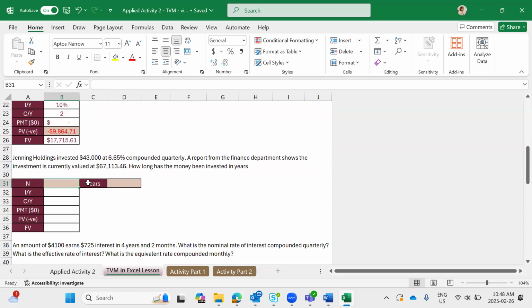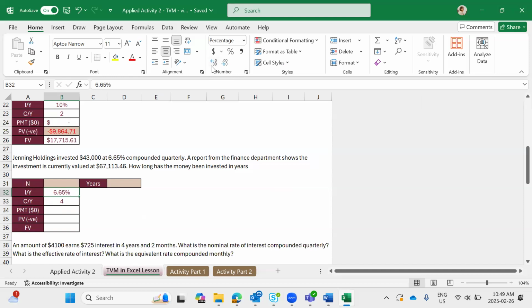In order to use that function to calculate N, we'll look at the problem that Jennings Holdings invested $43,000 at 6.65% compounded quarterly. A report from the finance department shows the investment is currently valued at $67,113.46. How long has the money been invested in years? So if I put what I do know from the question, I know the interest rate is 6.65% with quarterly compounding. If you ever see that it rounds it for you, just increase the number of decimal places so that you can actually see all the decimal places for your interest rate instead of it being rounded.